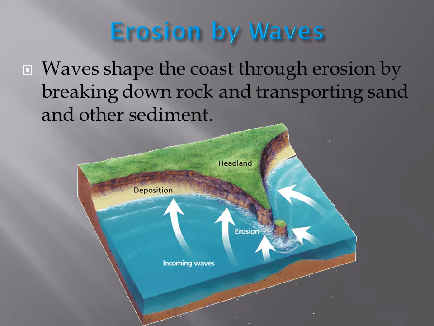Waves also erode by abrasion. When a wave approaches shallow water, it picks up sediment, including sand and gravel. This sediment is carried forward by the wave. When the wave hits land, the sediment wears away rock like sandpaper wearing away wood.